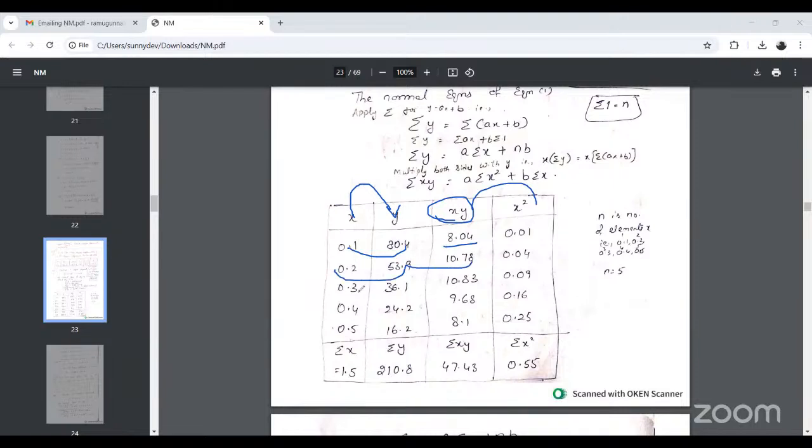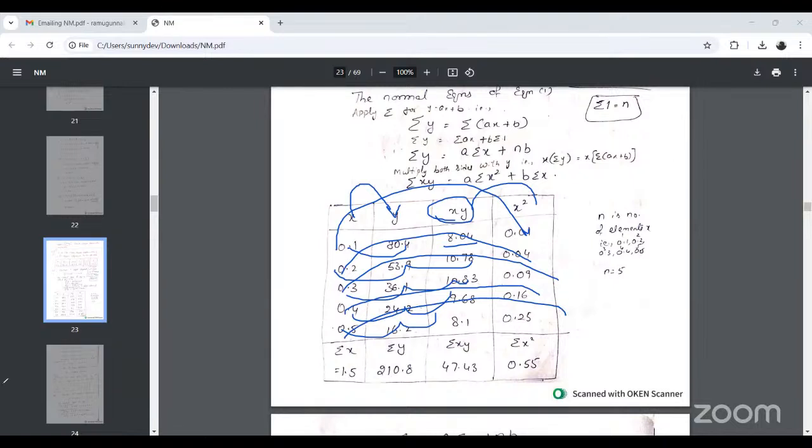Like this we are getting xy, xy, xy. And finally x square: 0.1 whole square, 0.2 whole square, 0.3 whole square, 0.4 whole square, and 0.5 whole square. So that's what we are getting.